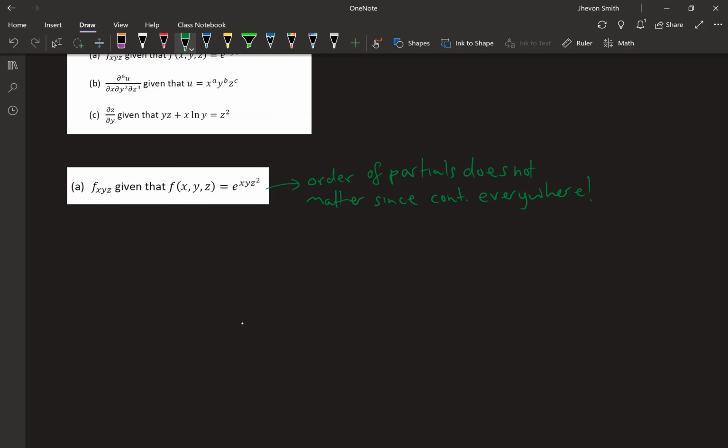Now, there's no reason to change the order here. I don't particularly see an advantage in doing the y or the z before the other one. Let's just go straight in. Partial with respect to x is the derivative of the power times the original function, x y z squared. And the partial with respect to y of that, now you're going to need the product rule. Now, was there a way to avoid the product rule?